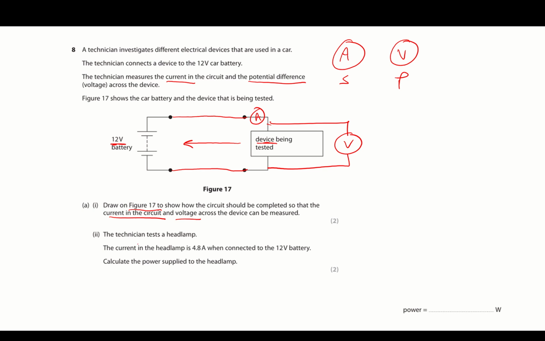The next one, the technician tests a headlamp. The current is 4.8 amps, no unit change, and is connected to a 12-volt battery. Calculate the power. So we've got I, we've got V. We're going to need our IPV formula, and we want P equals current times voltage. And again, these equations are at the back for you anyway. So P equals I times V, multiply it together, 57.6.